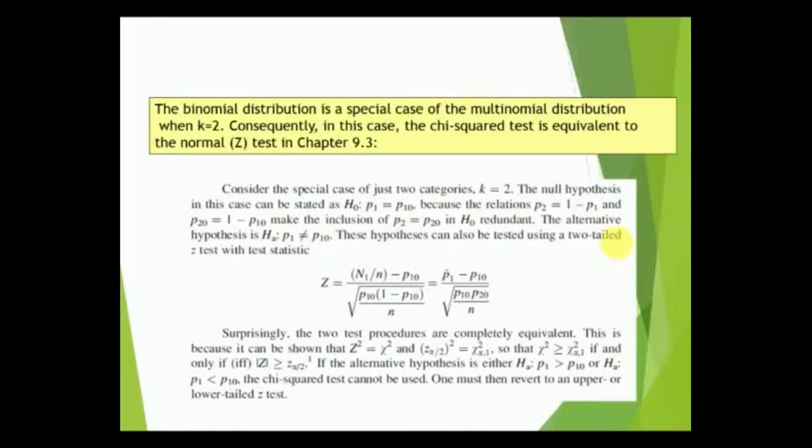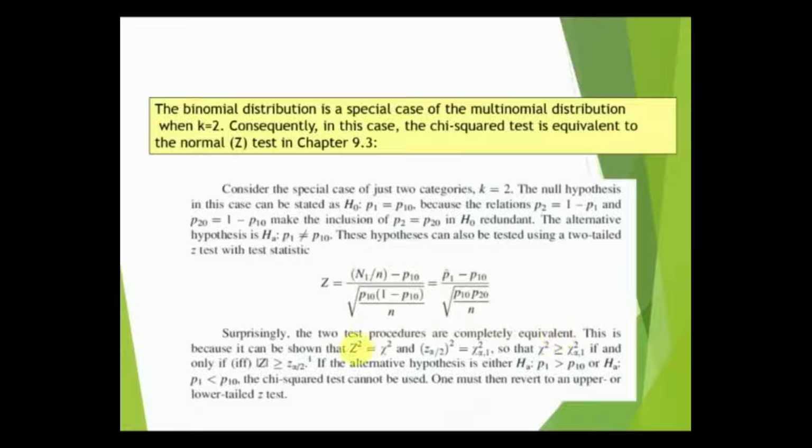So we can use a two-tailed z-test with test statistic z equal to the proportion of successes observed minus the proportion of successes expected divided by the square root of the variance of your proportion of successes observed. And that then yields the well-known z-test statistic. So the two procedures are completely equivalent.